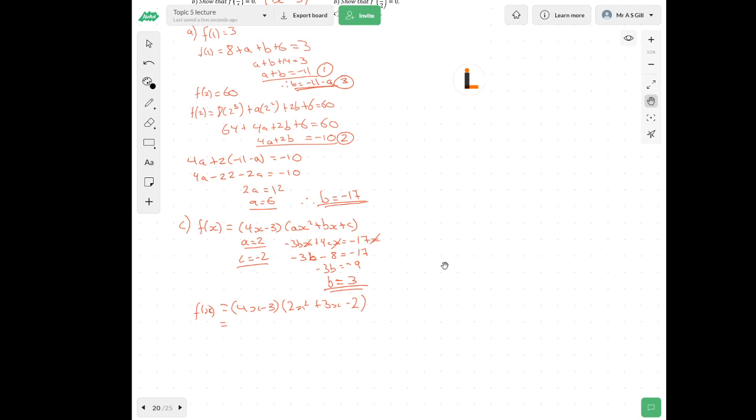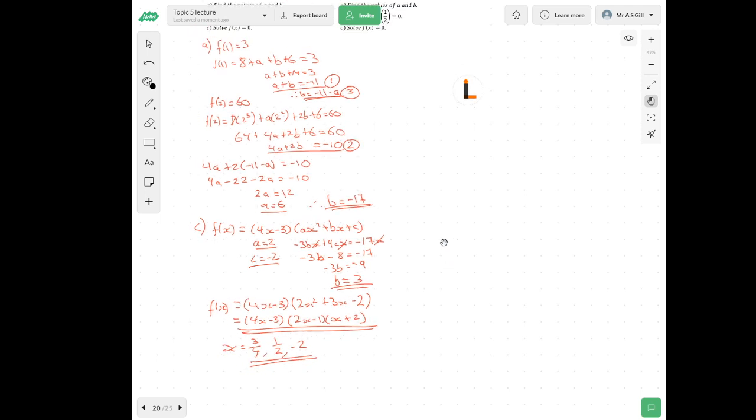And this we can factorize. 4x minus 3, and this is going to factorize to 2x minus 1 and x plus 2. So that's fully factorized. So therefore our solutions are 3/4, 1/2, and negative 2.